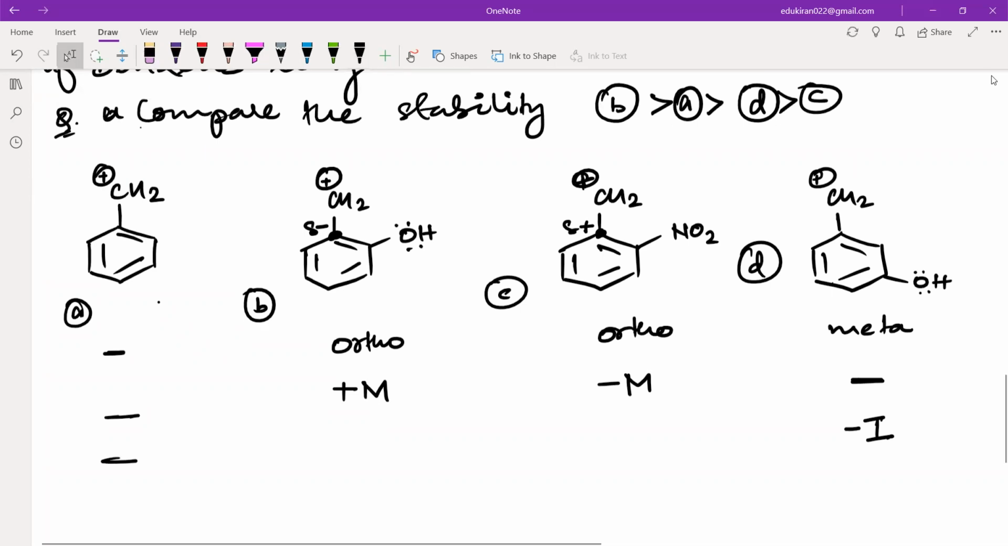How to look at the stability? First of all, if we have carbocation, that means the electron releasing group is going to stabilize. That means plus groups are going to stabilize, and the minus groups are going to destabilize. Yes or no?